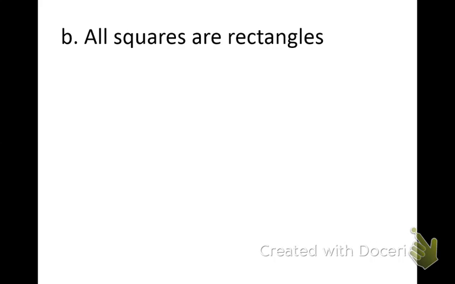This one's a little less wordy. All squares are rectangles. We have to add a word to this statement, but what could I make an if-then statement out of this? How could I state it?